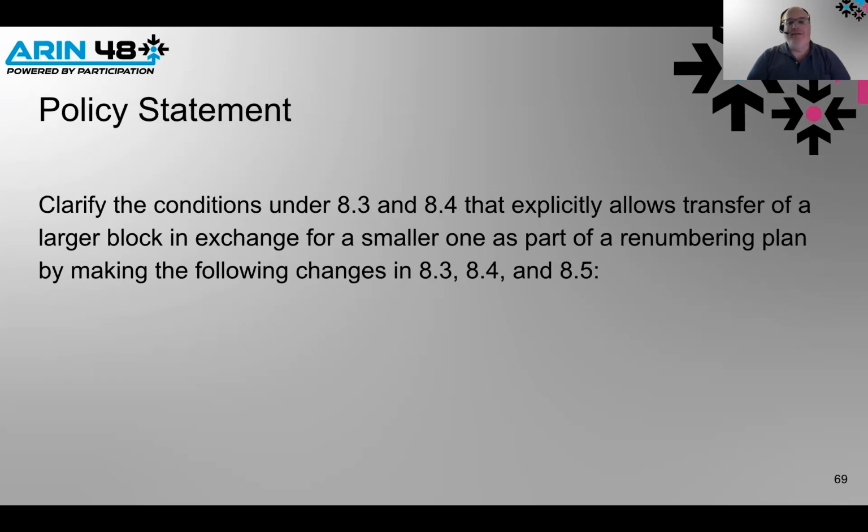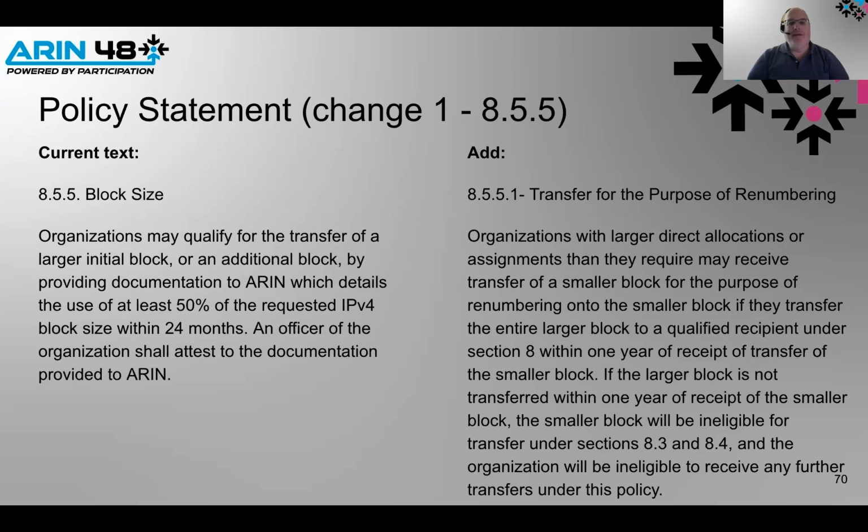So the policy statement is shortened to the point. It says clarify the conditions under 8.3 and 8.4 that explicitly allow transfer of a larger block in exchange for a smaller one as part of a renumbering plan by making the following changes in 8.3, 8.4, and 8.5. Next slide, please. So side by side, we have the current text on the left and the thing that we are going to add or change on the right, and there's going to be a succession of these. The current text on the left, I'll save the time and not read that aloud because it's there in the NRPM for anyone who wishes to read it.